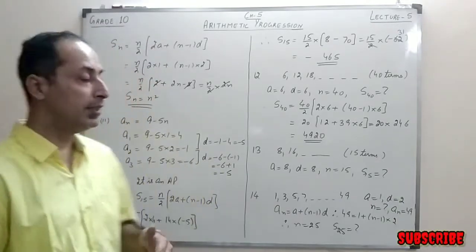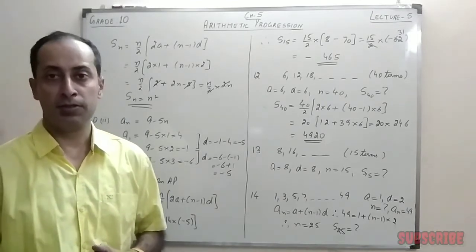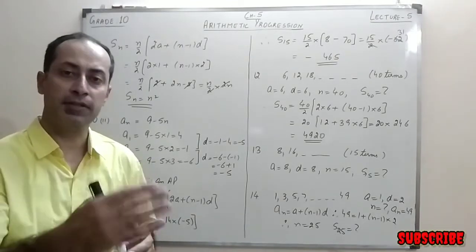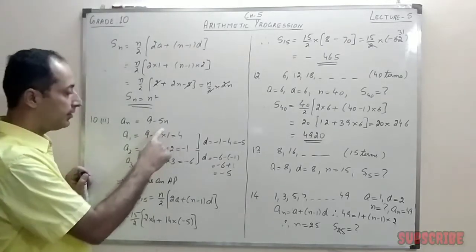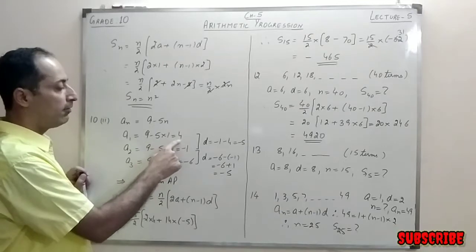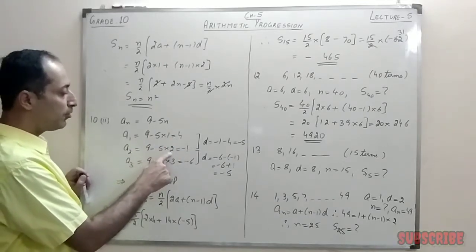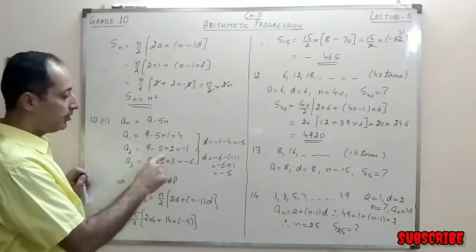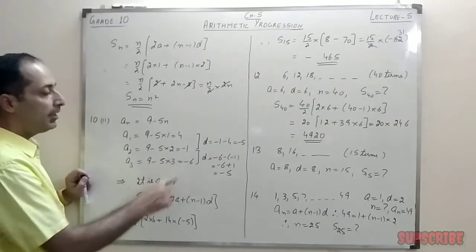So how do we do this? Since we are given that the nth term is 9 minus 5n, if we put n equals 1, we get the first term: 9 minus 5 into 1 equals 4. The second term would be 9 minus 5 into 2. So 5 into 2 would be 10, and 9 minus 10 would be minus 1. Similarly, the third term is minus 6.